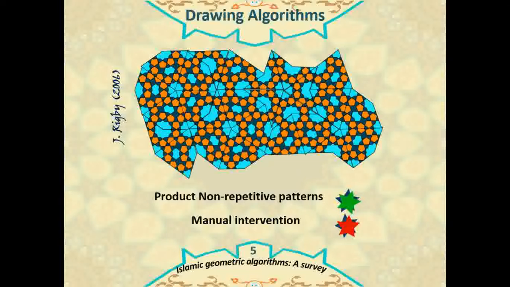We can see a set-based construction algorithm in here. It's presented by J. Rigby. There is a big positive point about this kind of algorithms, and that is that they can produce non-repetitive patterns. But the disadvantage of this kind of algorithms is that there is a need for manual intervention.